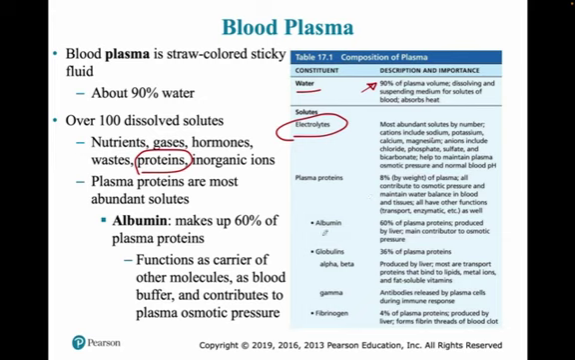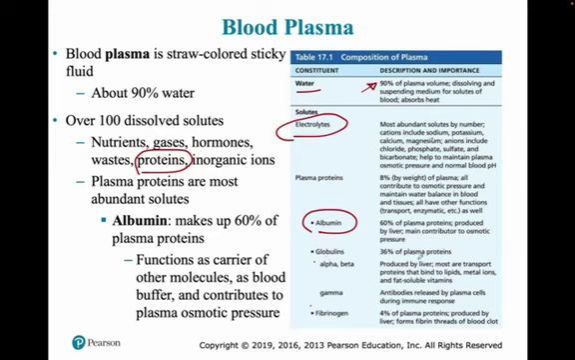There are many proteins, for example, albumin, globulin, fibrinogen, all of that. But albumin is the main protein. 60% of plasma protein is albumin. Okay, what does it do? It functions as a carrier of other molecules like blood buffer and contributes to the osmotic pressure. So it sort of maintains the composition of plasma, right?